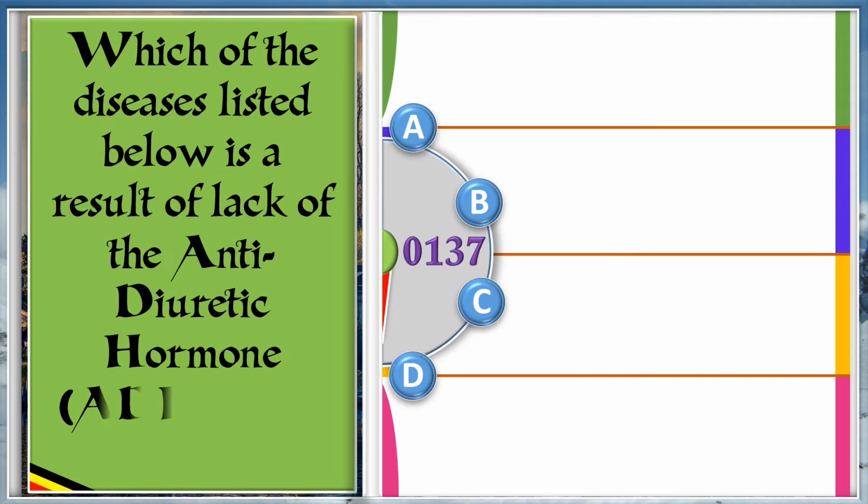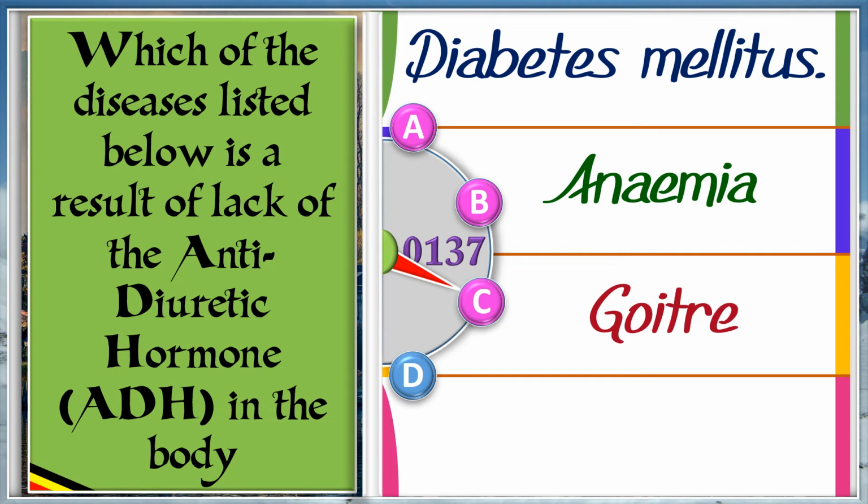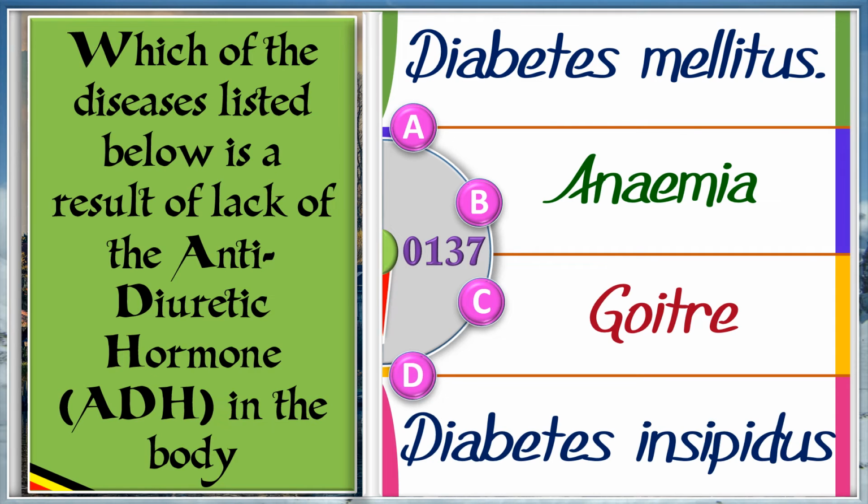Which of the diseases listed below is a result of lack of the antidiuretic hormone, ADH, in the body? A. Diabetes mellitus. B. Anemia. C. Goiter. D. Diabetes insipidus. And the answer is D. Diabetes insipidus.